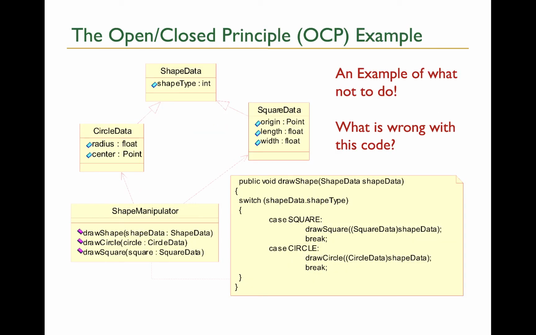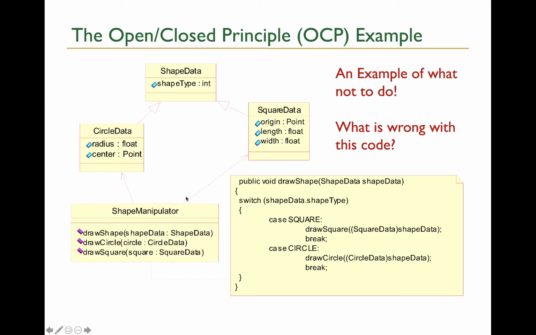This is a similar example to the one we saw in some of the previous topics. We have a shape data class, and the shape data class has a type to represent what type of shape it is. And we have two subclasses. One is called circle data, with a radius and center. We also have a square data, with an origin point location and also length and width.